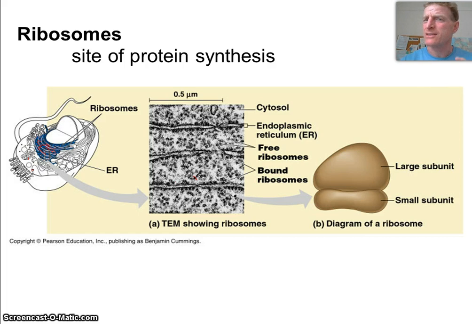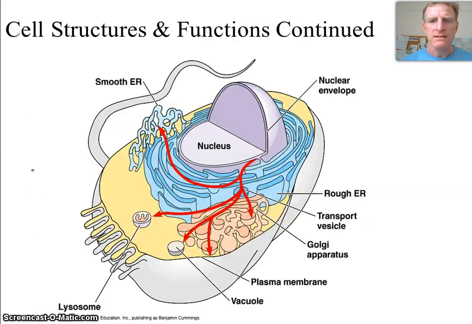So we can think of, again, the city as a cell. These are like the factories in the city. These are producing all the important things that need to be produced in this cell. Okay, and that is it. We'll talk about the rest of the cell structures in the next video.